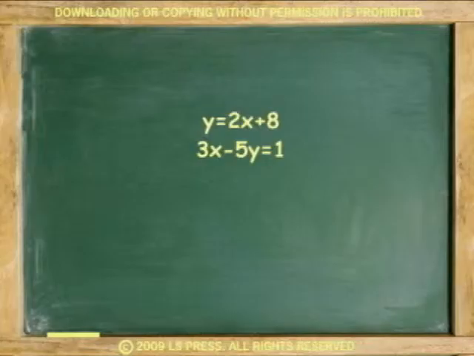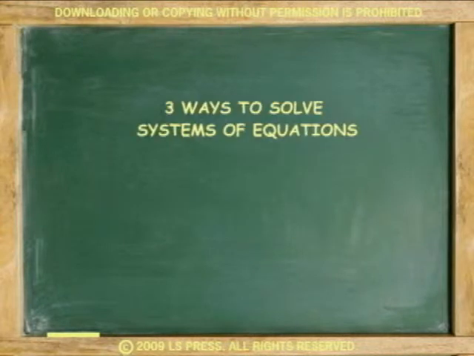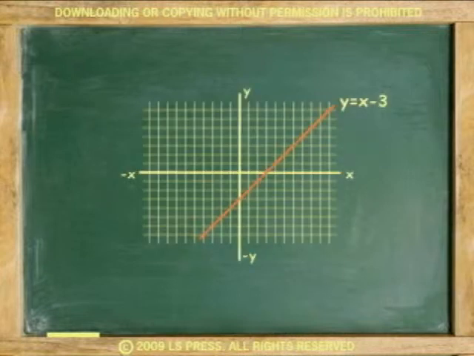When you have two or more equations, we conveniently call them a system. There are three ways to solve systems of equations. By graphing, which means it is a visual solution. By substitution, which is a solution based in replacing one equation for another. And by algebraic addition.